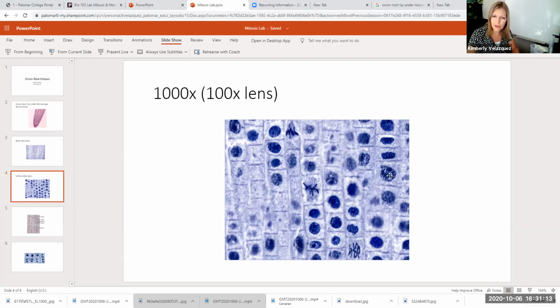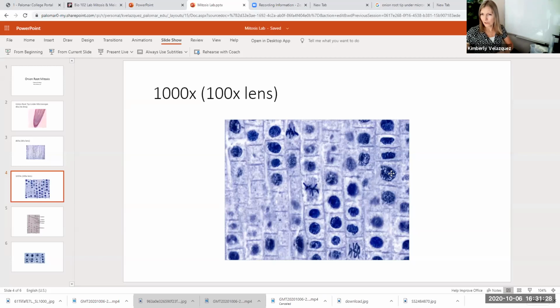So this would be a prophase, this would be a prophase, this would be a prophase. Whenever you're starting to see individual chromosomes, and we've gone from this nice round nucleus to now we have something that's not so round anymore. So that would be prophase.